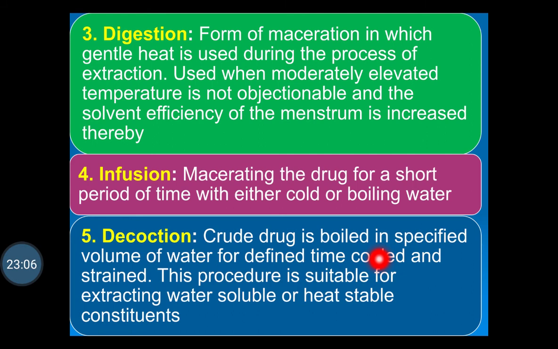The best example of the decoction is the preparation of tea. That is, the tea powder is boiled with water for a particular period of time, so that the caffeine which is present in the tea leaf powder gets extracted out. This process is suitable for extracting water soluble drugs, and drugs having phytoconstituents which are thermostable in nature.